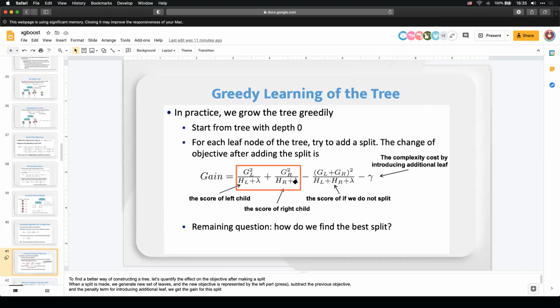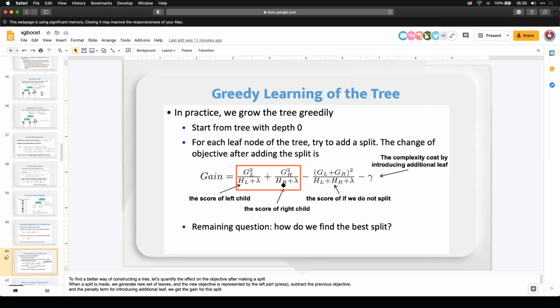And then we want to subtract the old tree's score, that is, the score if we don't split. And then we subtract another constant to penalize making a new split, because we are making the model more complicated. By doing this, we can calculate whether it's worth it or not to split at this particular point. This gives us a way of evaluating the splitting before the whole tree is constructed.